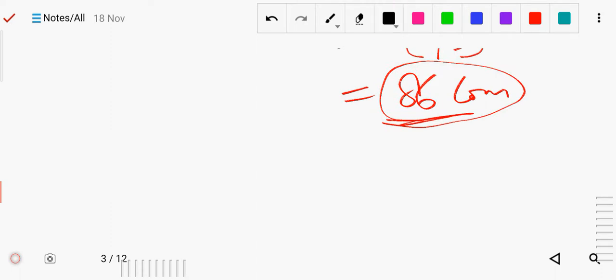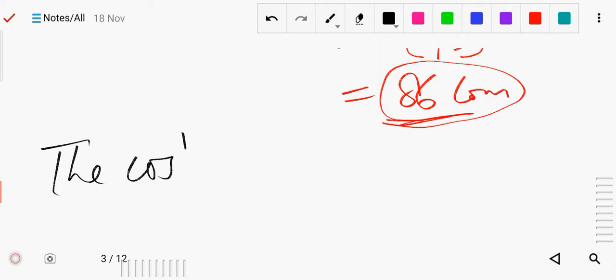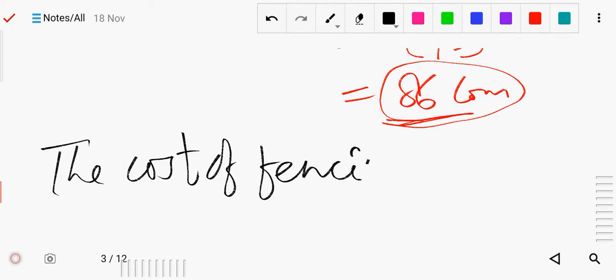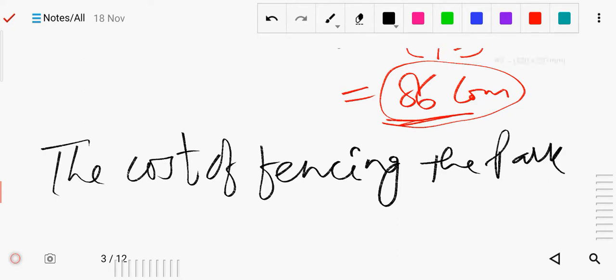Now we have to find the cost. We have to find the cost of fencing the park.